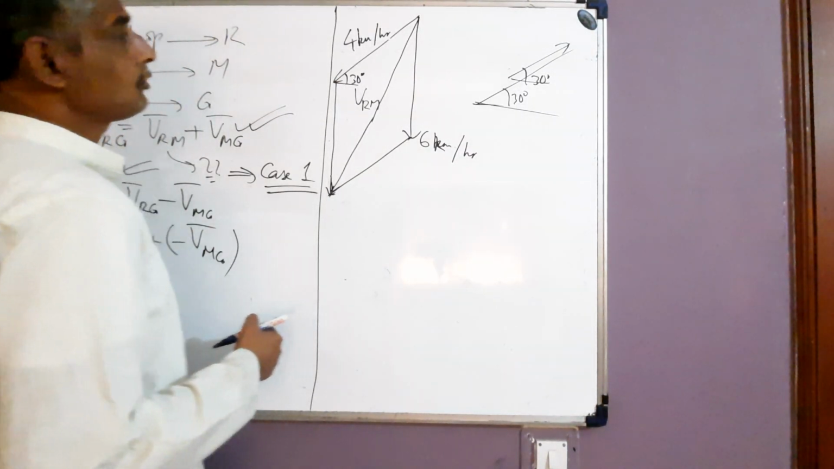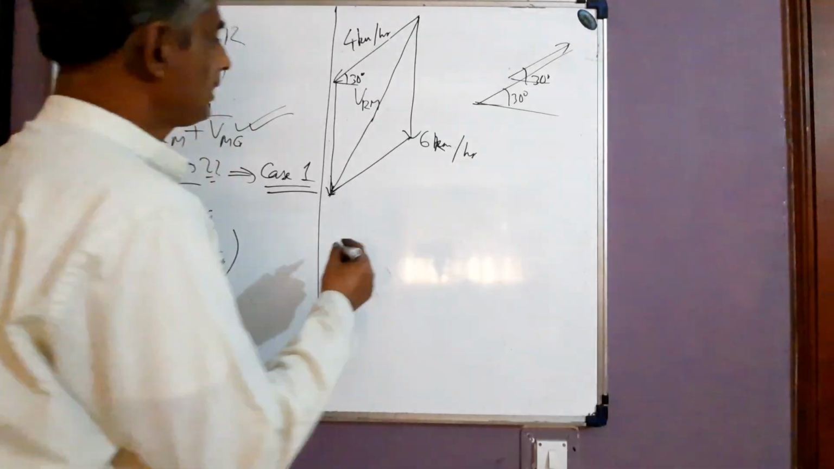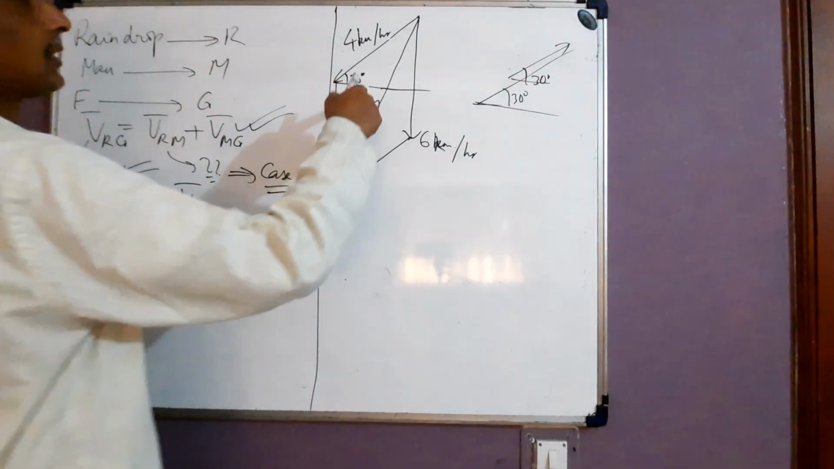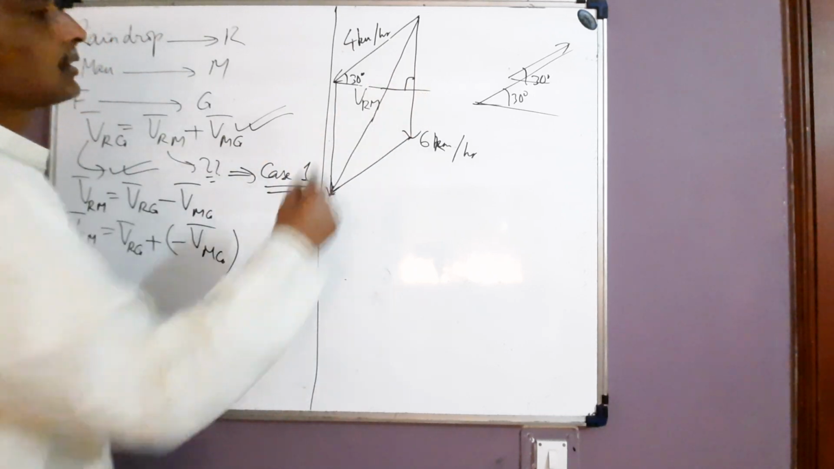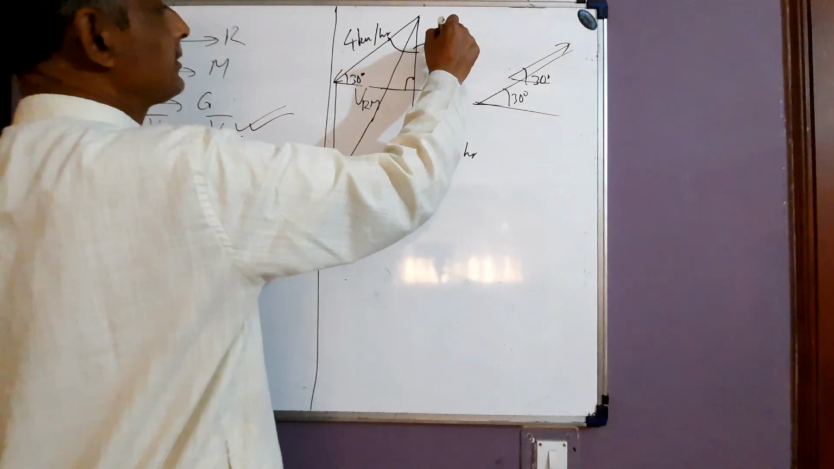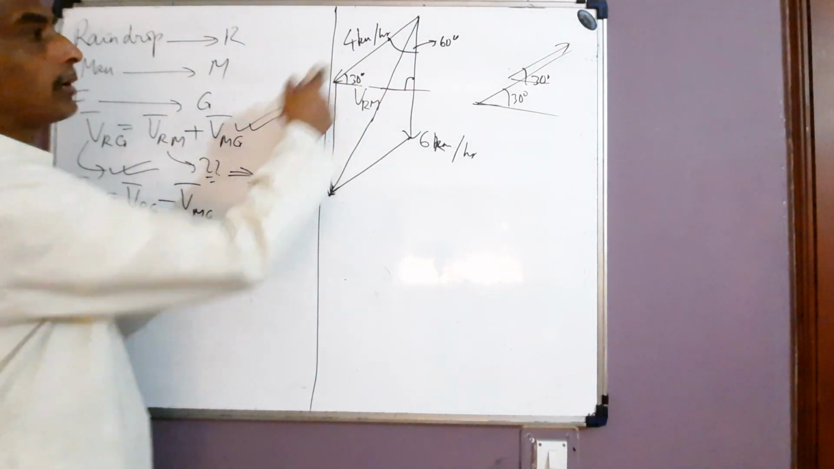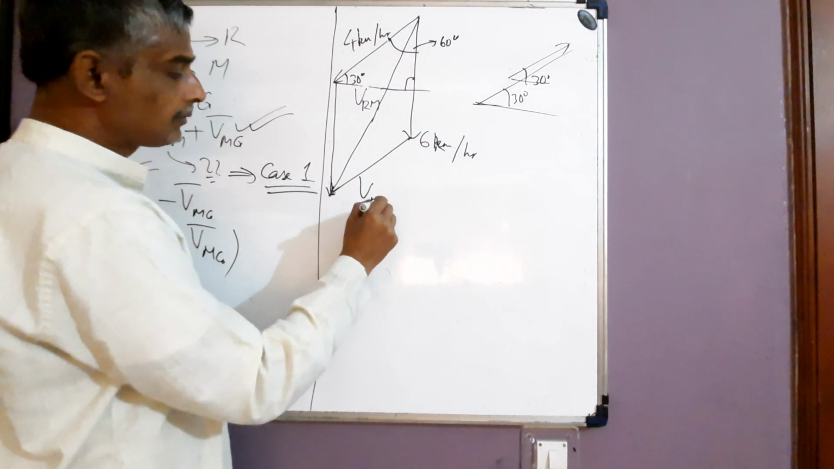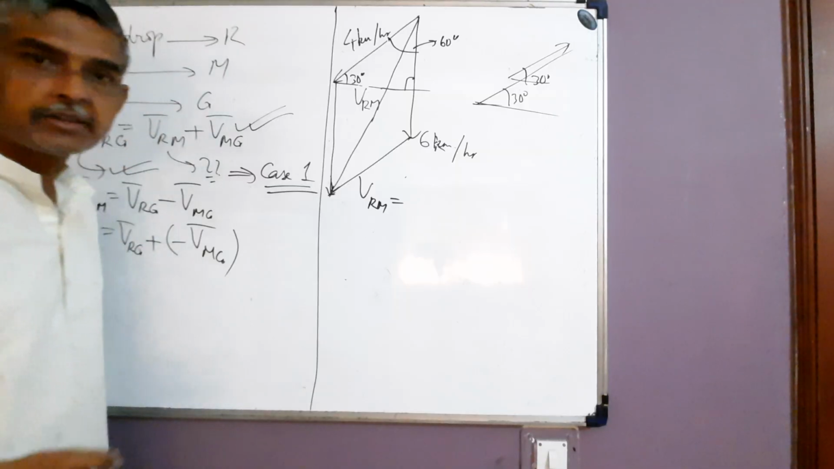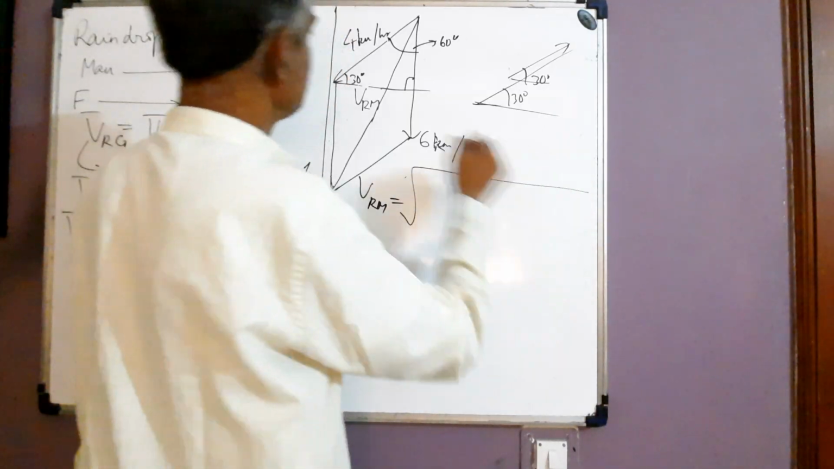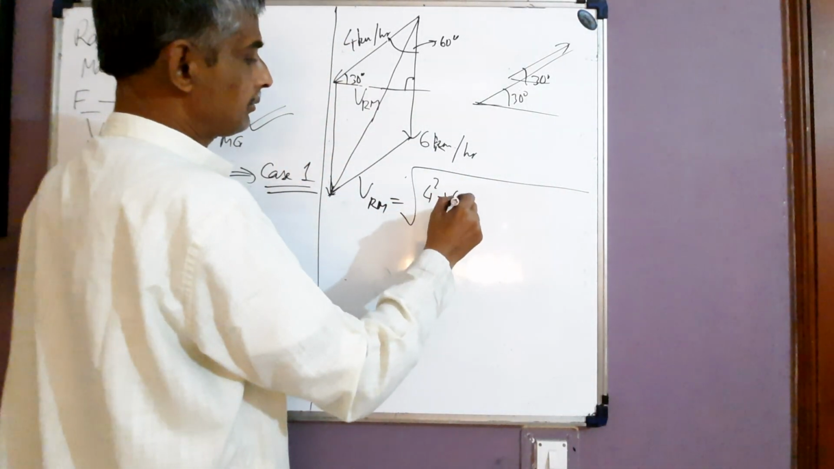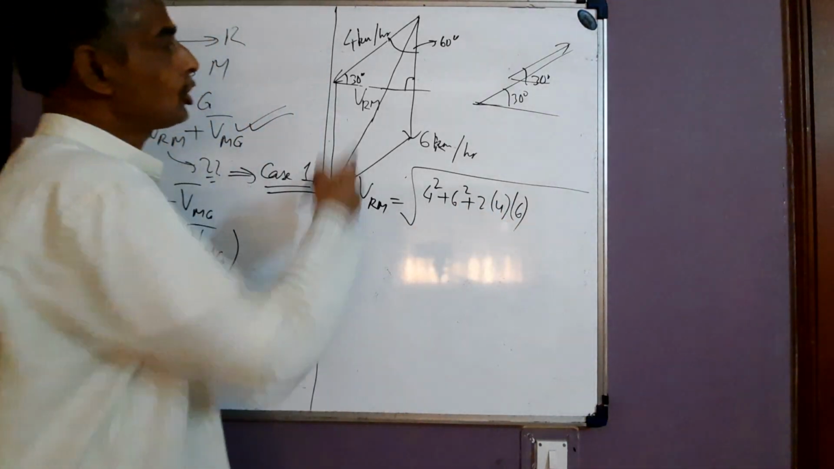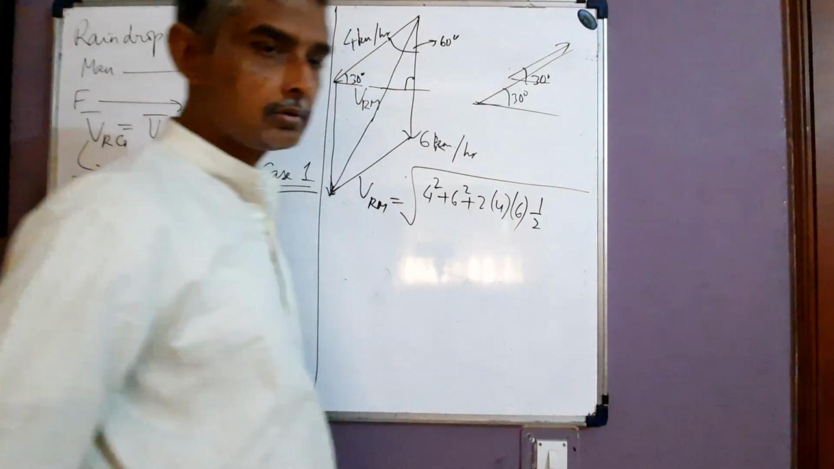Now see one thing you must see. This is 30 degrees, this is 90 degrees, so this is how much? 60 degrees by trigonometry. So the angle between these two vectors is 60 degrees. So VRM is the resultant of these two velocities, that is VRM equal to root under 4 square plus 6 square plus 2 into 4 into 6 into cos of 60, that is just half.